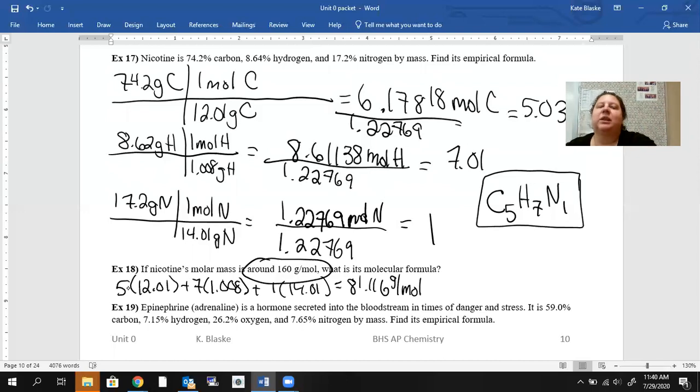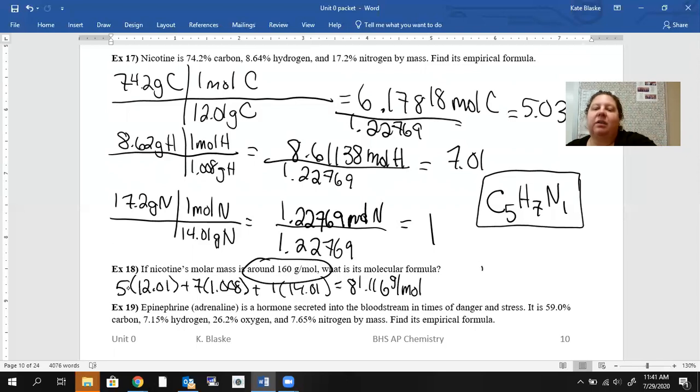So now comparing that to what the real molar mass should be, mine is about 81. They said it's around 160. Lots of times they don't give you the exact molar mass. They just give you an estimate. I'm about half of what that molar mass should be. If I double my formula, that's also going to double my molar mass. So to be able to get a molar mass of around 160, I need to double my empirical formula.